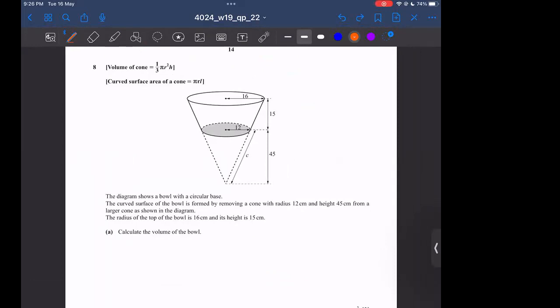So this is obvious that this ball is made by cutting this cone from this part. This part of the cone is cut. Now we have this ball over here with a circular base. It says calculate the volume of the ball.